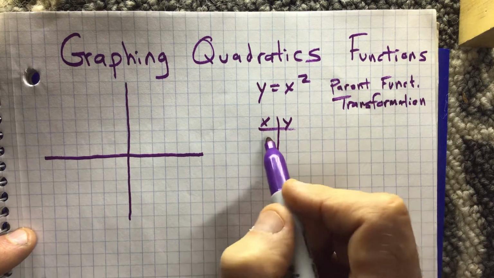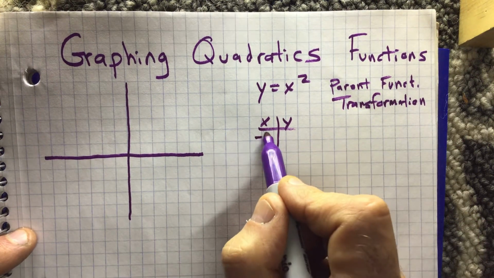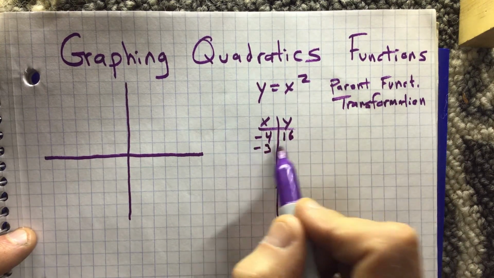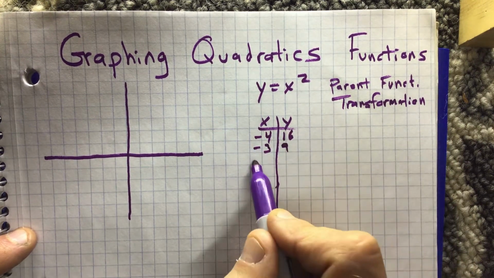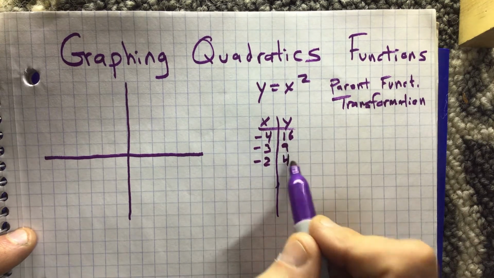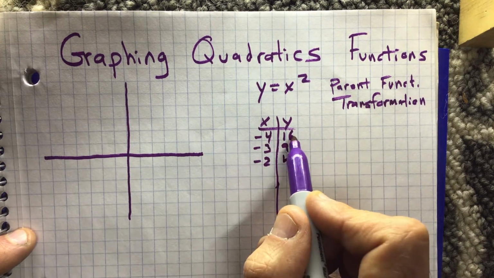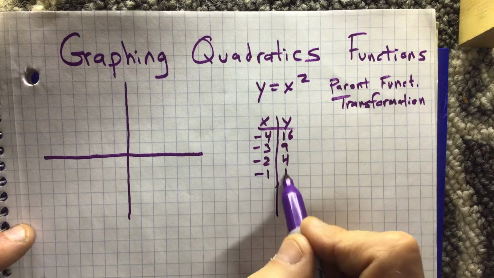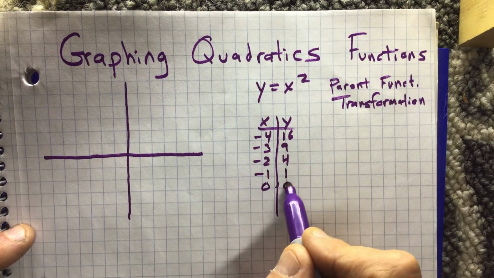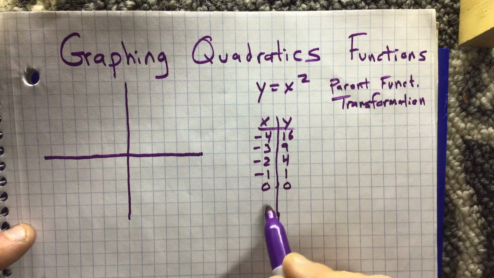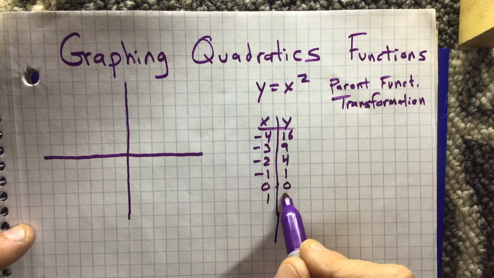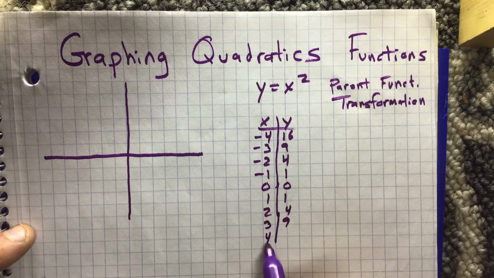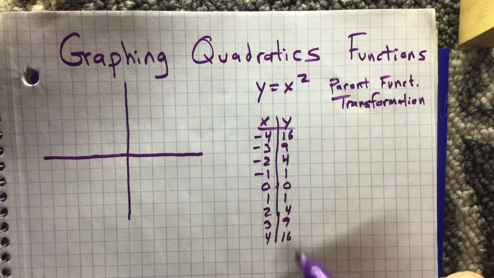Let's start with, we'll do some negatives and some positives. So -4, if you square it, you get 16. -3, if you square it, you get 9. -2 squared is 4. So these are inputs and these are outputs. You can plug in anything you want. -1 squared is 1. 0 squared is 0. And then the positives, 1 squared is 1. 2 squared is 4. 3 squared is 9. And 4 squared is 16. And I can go on forever and ever.